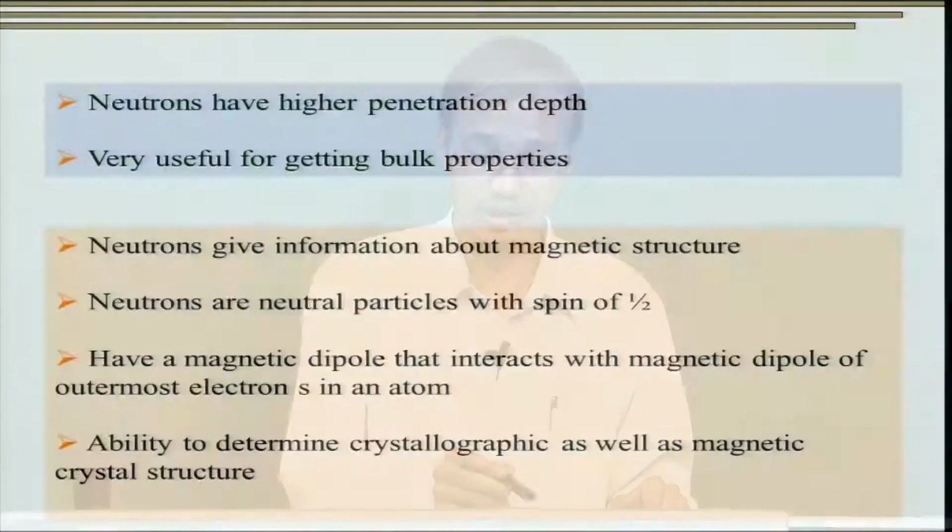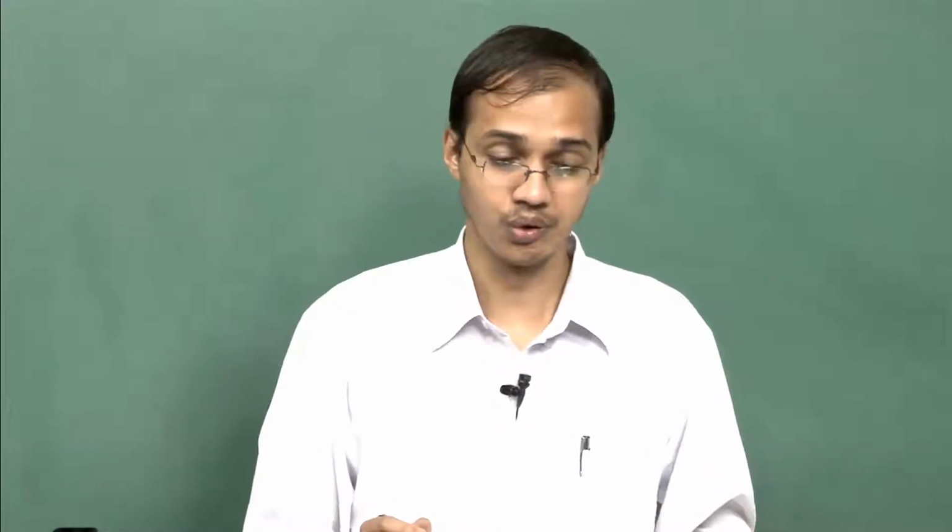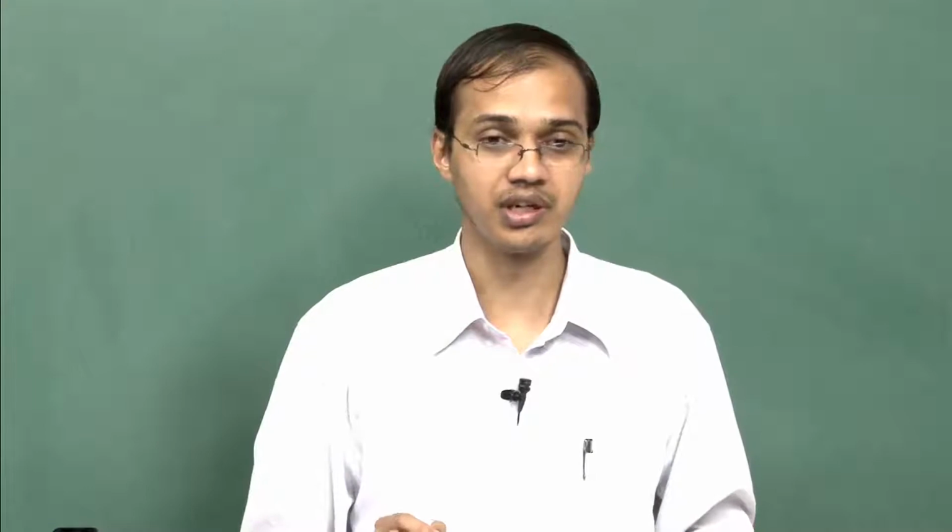We have seen that neutrons have higher penetration depth, and they are very useful for getting bulk properties. Many a times, if the grain size is very large, X-rays cannot penetrate, and they cannot give us complete information about the kind of phases and, for that matter, preferred orientation that is present in a material. This is where neutron diffraction becomes very important, and this is something that can be done only with neutron diffraction.